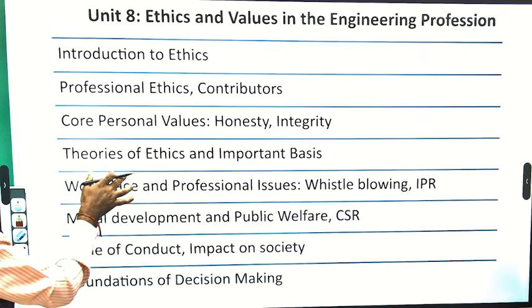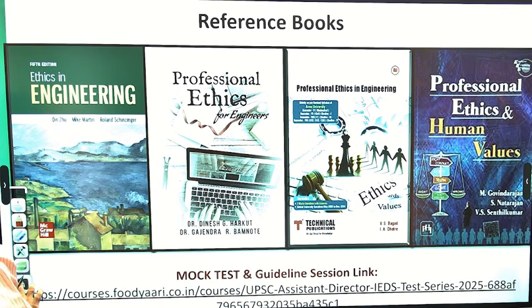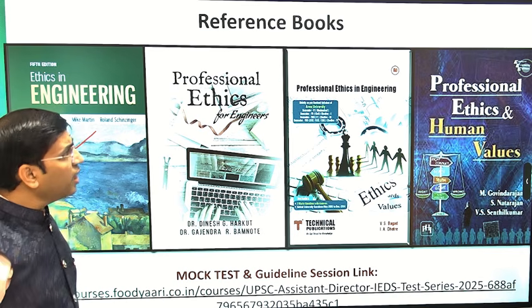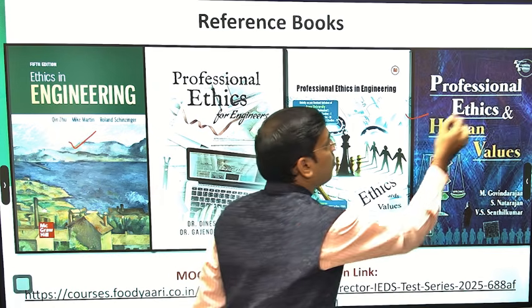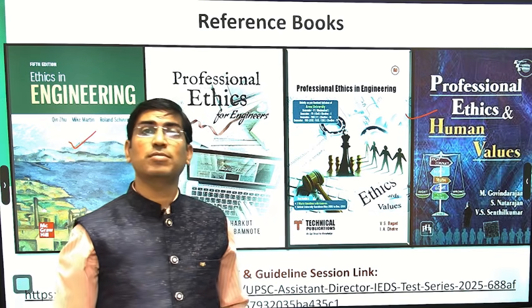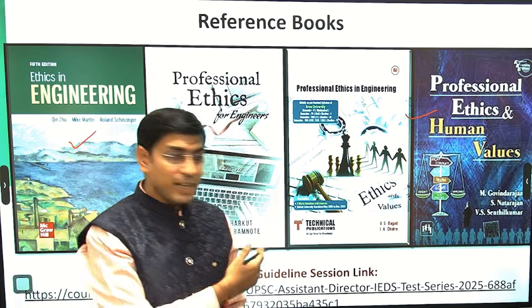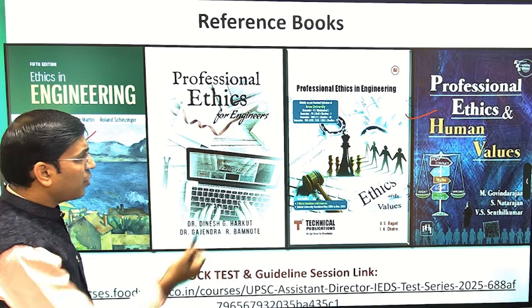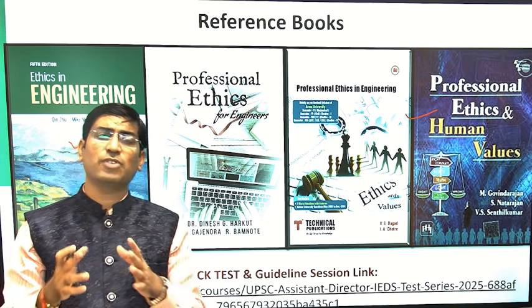Now, some of the best books for ethics. Yes, that is one of the best books, Ethics in Engineering. Apart from that, Professional Ethics and Human Values is again one of the best books, by S. Natarajan. Apart from that, Professional Ethics in Engineering, that could be by V.S. Bagad and Dhotri, that is one of the books.